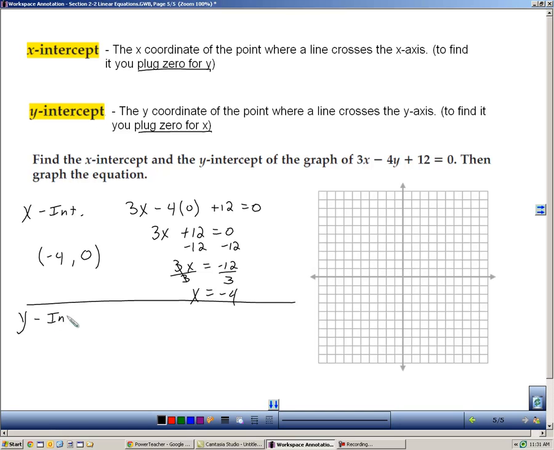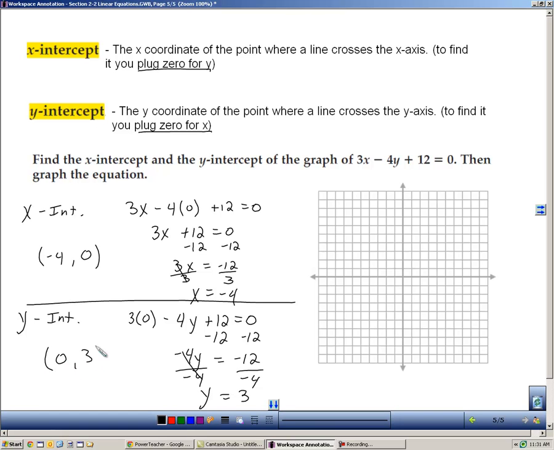Now we'll find my y-intercept. And the way we do that is we plug 0 in for the x value, and we solve for y. So 3 times 0 is 0. I'm going to subtract 12, so negative 4y equals negative 12. And then divide by negative 4. So y equals positive 3, which means when I plug a 0 in for x, I got a positive 3 for y. So these are my two intercepts.